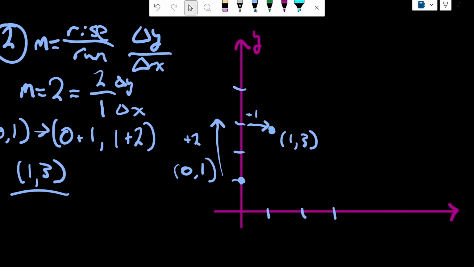Now, in step 3, all we have to do is connect the 2 points with a line. I've got my computer set up to make super straight lines, but as long as your line looks mostly straight, you should be good. We'll label our line y equals 2x plus 1, and we're done.